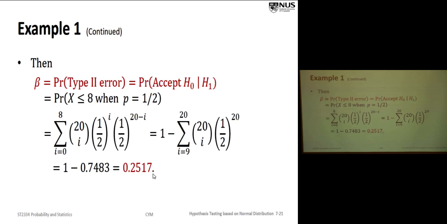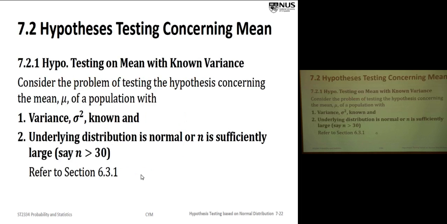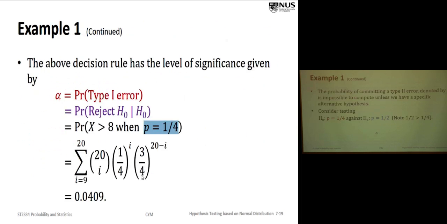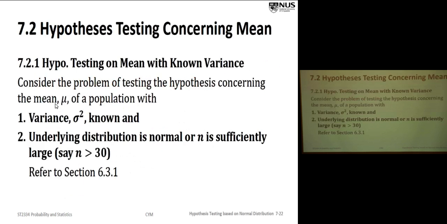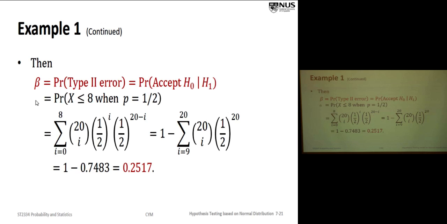So in this particular test, the type 1 error is still 0.0409 or whatever it was, whereas the type 2 error is relatively small, 0.2517. So this looks like a reasonable testing procedure, but of course, in general, you choose alpha and you hope for the best with beta.